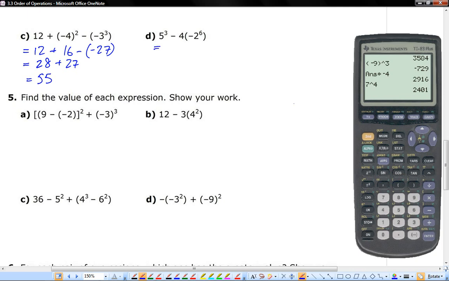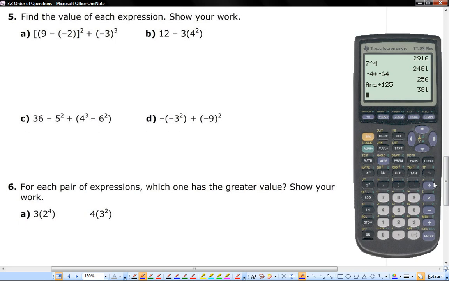In part D here, we're going to be doing the exponents. So 5 cubed is 125. We're subtracting 4 times negative 2 to the power of 6 is equal to 64. And between the subtraction and multiplication, you need to do multiplication first. I'm going to treat this as a negative 4 times negative 64. So negative 4 times negative 64 gives me 256, and I've got 125 plus 256. So now I just have to do that addition. And my final answer is 381.